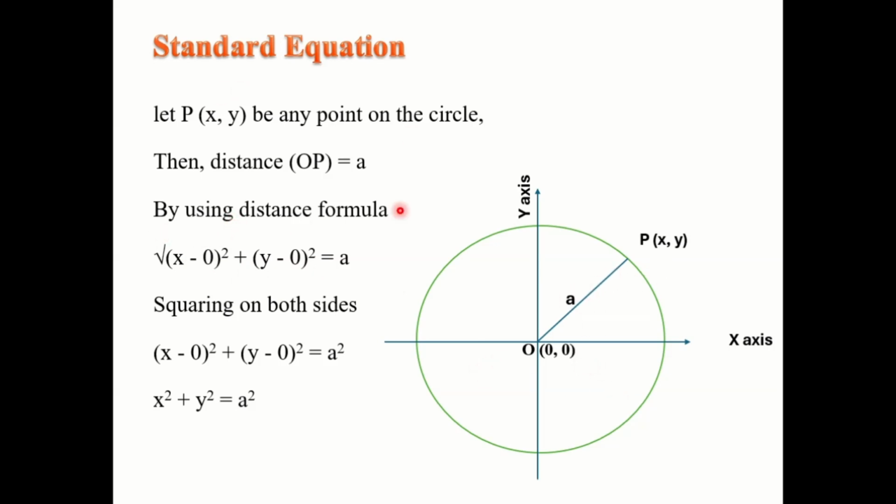By using the distance formula, we can write square root of (x minus 0) square plus (y minus 0) square is equal to a. Now, when we square both sides, we get (x minus 0) square plus (y minus 0) square is equal to a square. The square of 0 is 0. That's why x square plus y square is equal to a square. This is the equation of a circle whose center is at the origin. That equation we call the standard equation of circle. The standard equation of circle is x square plus y square is equal to a square.